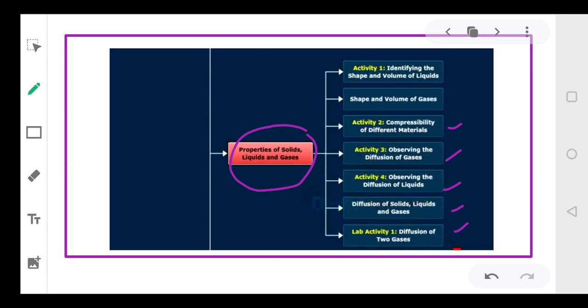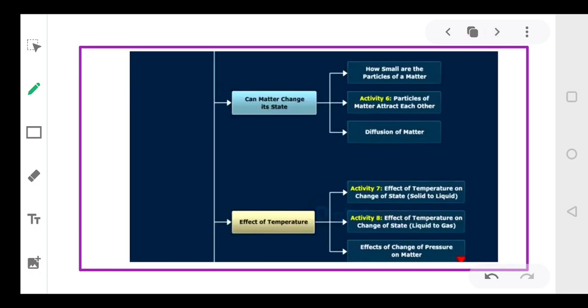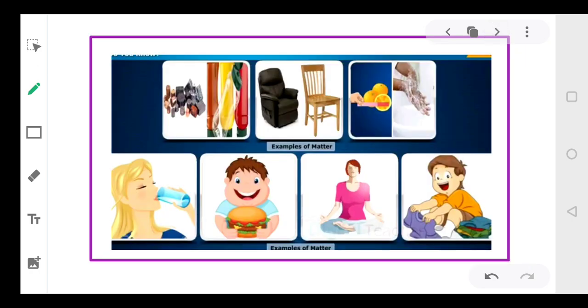You should read each and every activity in your NCERT. I hope every one of you has the book now. Start underlining the important points in the book and start learning the question answers. Then we'll talk about the third topic, that is, can matter change state? As we know, there are 3 states of matter: solid, liquid and gas. Can they change their state from solid to liquid, or gas into liquid? Then we'll talk about the effect of temperature.